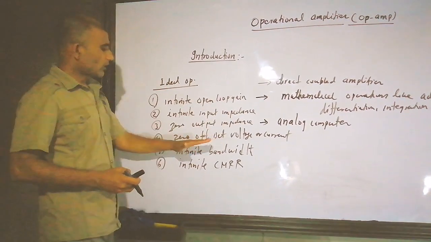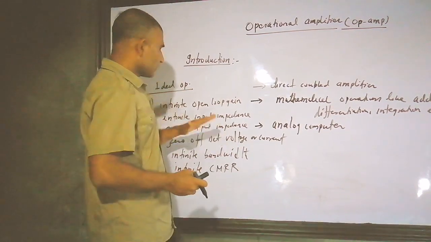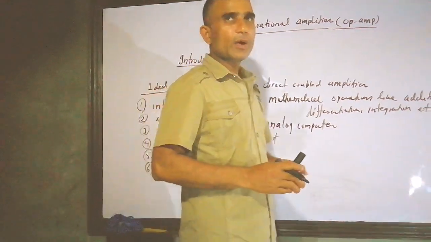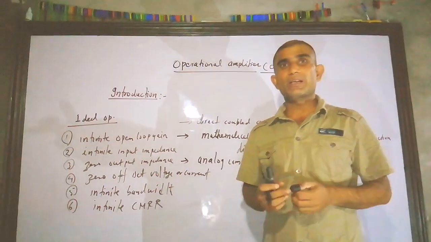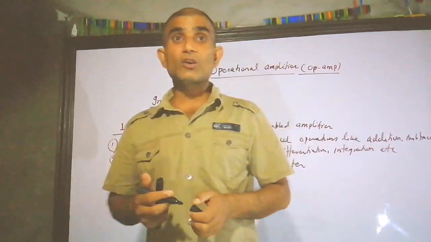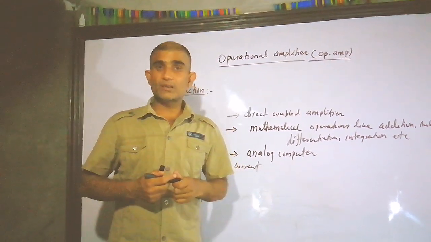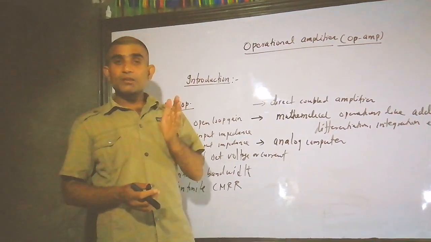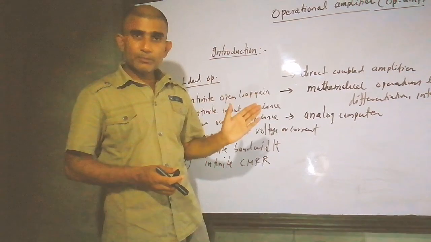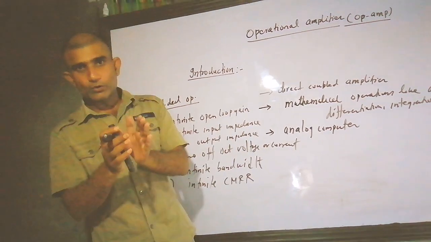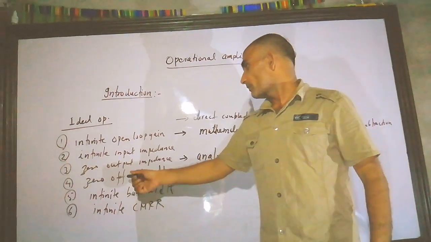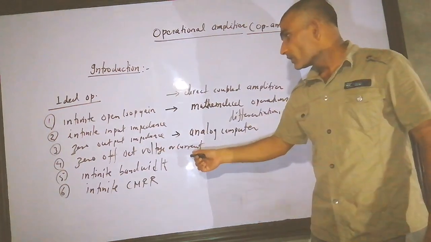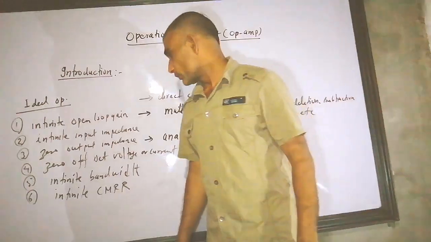Likewise, zero offset voltage or current. Offset means that even if you are not giving a signal to the amplifier, you are getting some output. That is offset. So if you have an ideal operational amplifier, it means if the input is zero, then the output must be zero, either current or voltage or both. So the ideal operational amplifier must have zero offset.